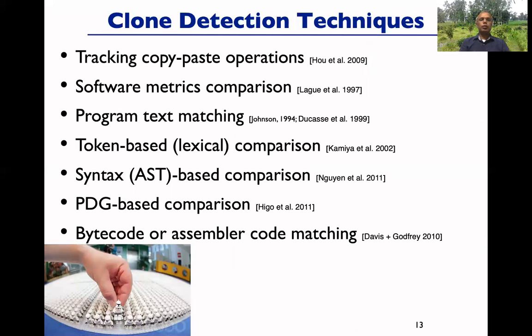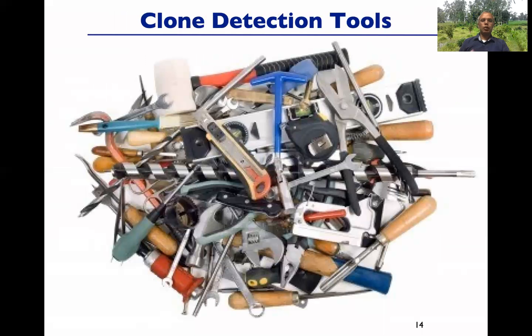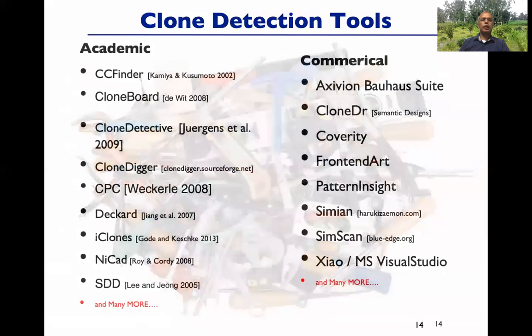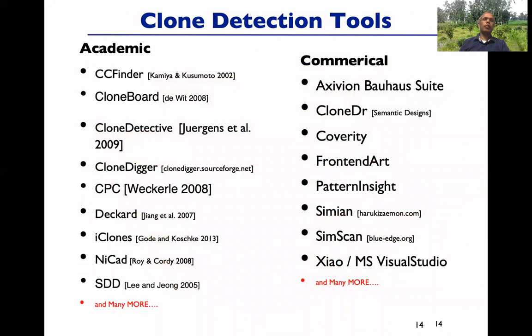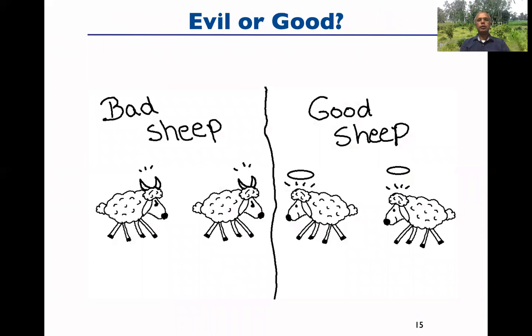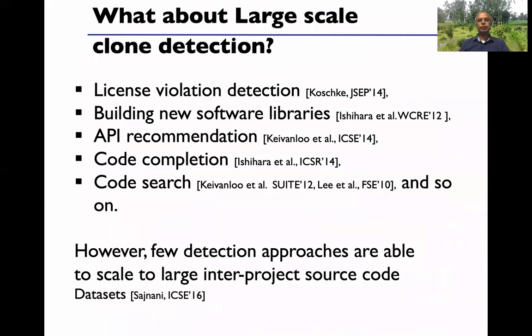There are of course a lot of clone detection tools, and you can make clone detection tools by tracking your copy-paste operations. Sometimes you do just metrics comparison, sometimes you directly compare the text, and there are a lot of other ways you can find the similarity between two fragments, including graphs. Right now, I think there are over 200 clone detection tools, and those tools detect clones. Some clones are good, some clones are bad, right? So for management, we have to figure out what the good clones are, what the bad clones are, and how to deal with them.